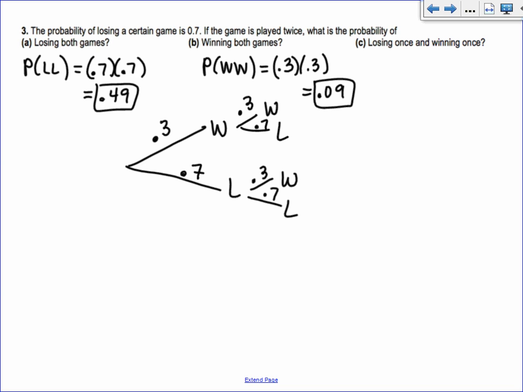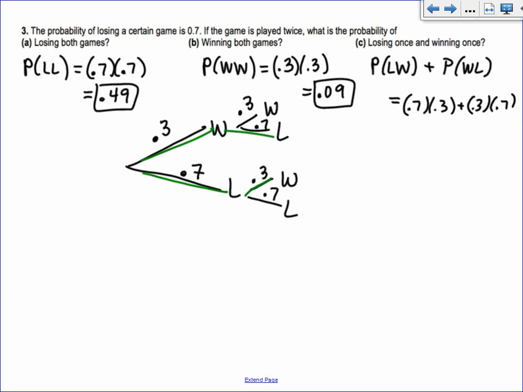But then the probability of losing once and winning once means I could find lose-win, but I could also find win-lose. So I need both outcomes. So I could go this route, or I could go this route. Lose-win would be 0.7 times 0.3. Win-lose would be 0.3 times 0.7. So for both of these I get 0.21. So I have 0.42 as my answer.